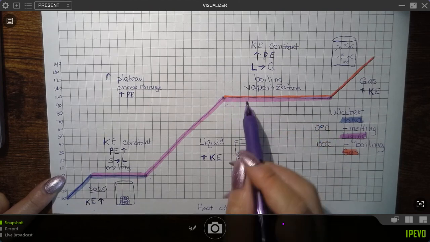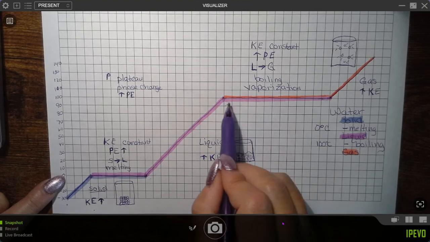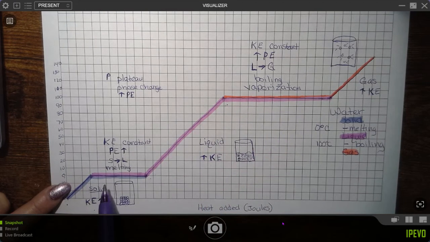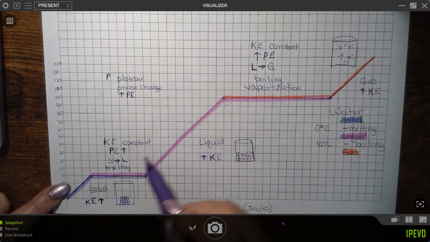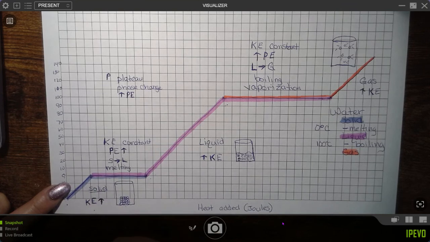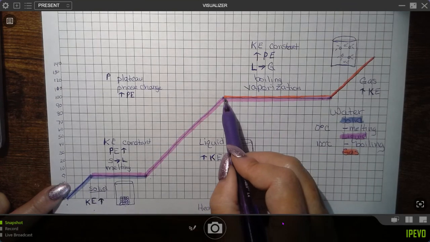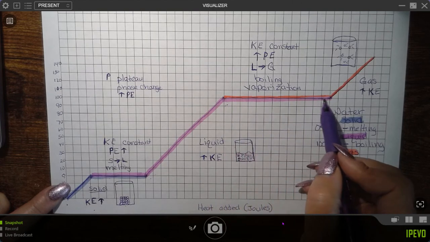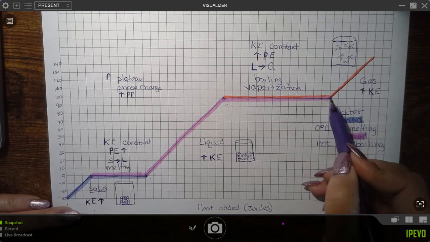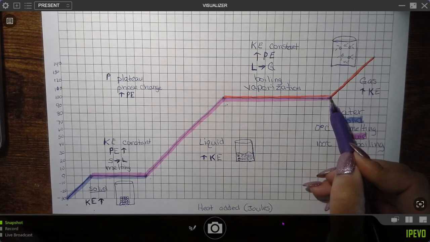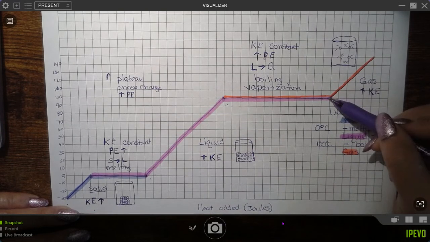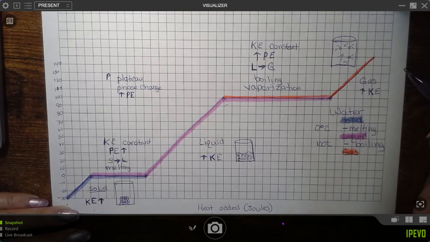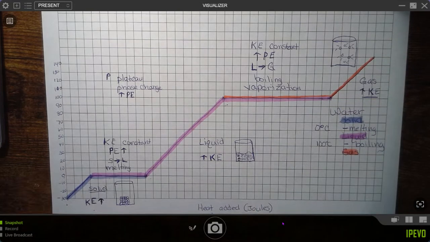Once we get to 100 degrees, we're going to have another plateau. Again, this plateau is going to be a little bit longer because it takes more energy for water to go from liquid to gas than it does to go from solid to liquid. So along this plateau, we're converting all of our liquid molecules to gas molecules, all at 100 degrees. And then once all of our molecules are in the gas phase, if we keep adding heat, our temperature is going to go up again.